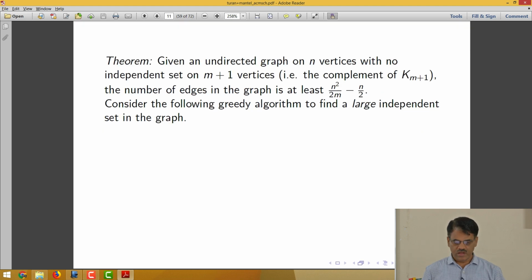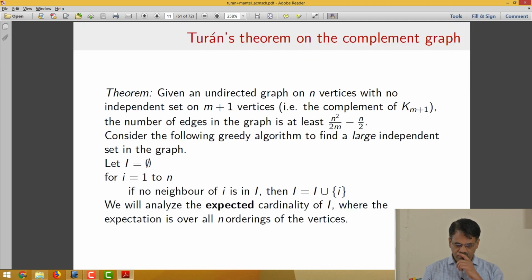So here it is: start with an empty set. If no neighbor of i is in the independent set, then I am going to add i into my solution, and that is the independent set. And I want to understand the expected cardinality of the independent set. Okay. So, what do you mean by expected? Where the expectation is over all n! orderings of the vertices.